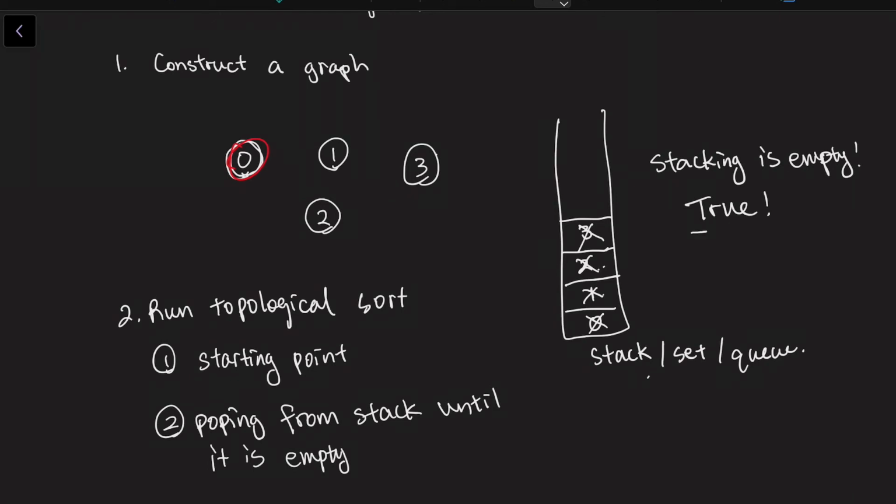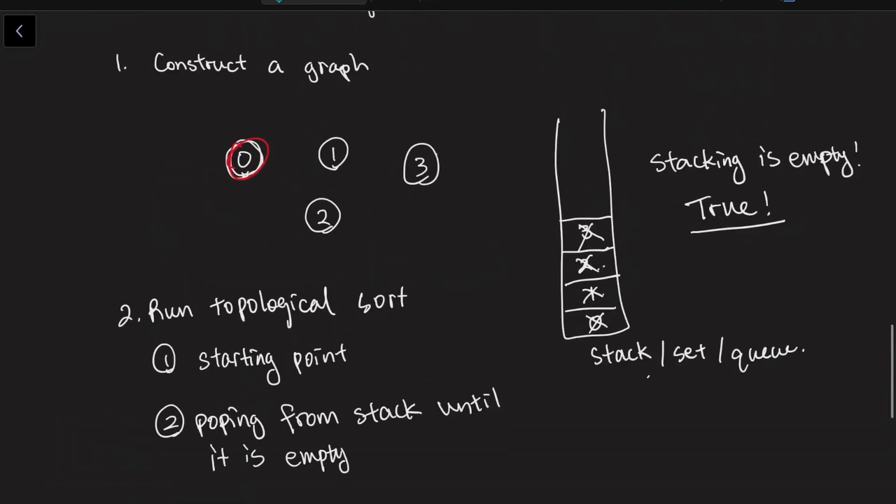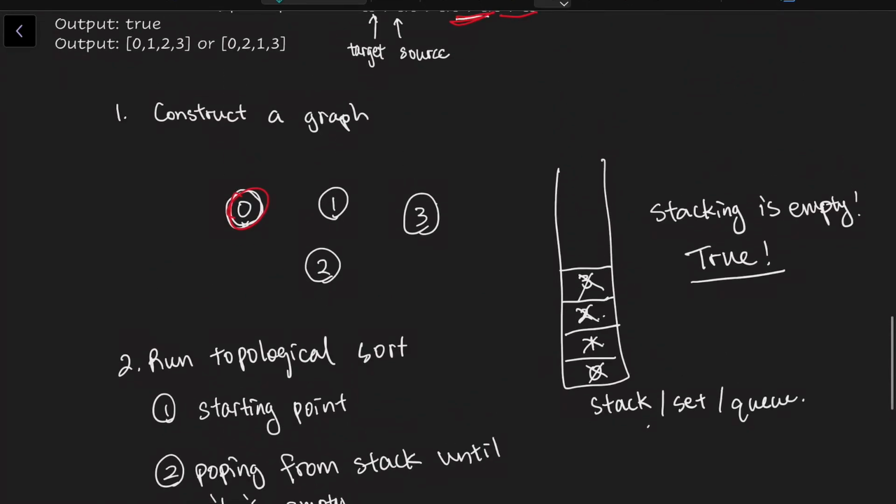So the answer must be true, because we have popped all the courses we have seen in a certain order. So this is a valid input. And for Course Schedule 2, we want to get the exact ordering of the courses, and the order of how we pop things out from the stack is going to be the answer.